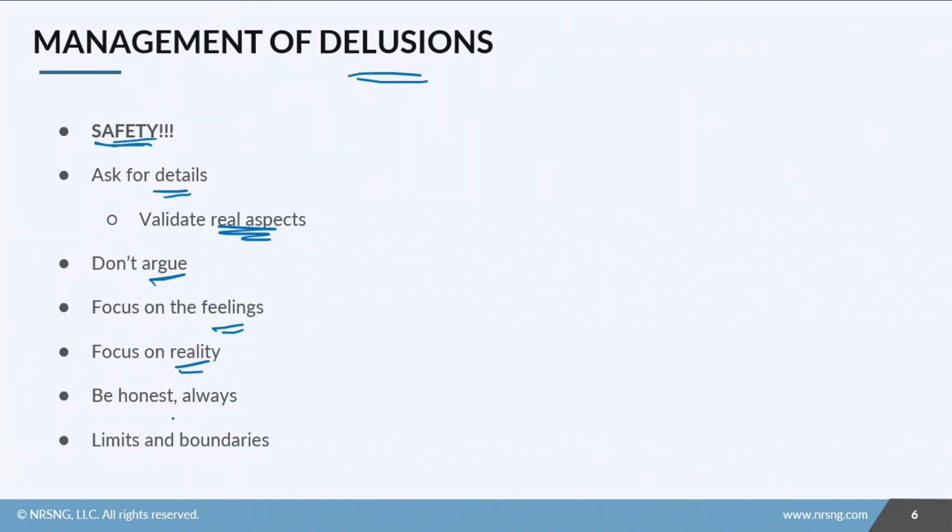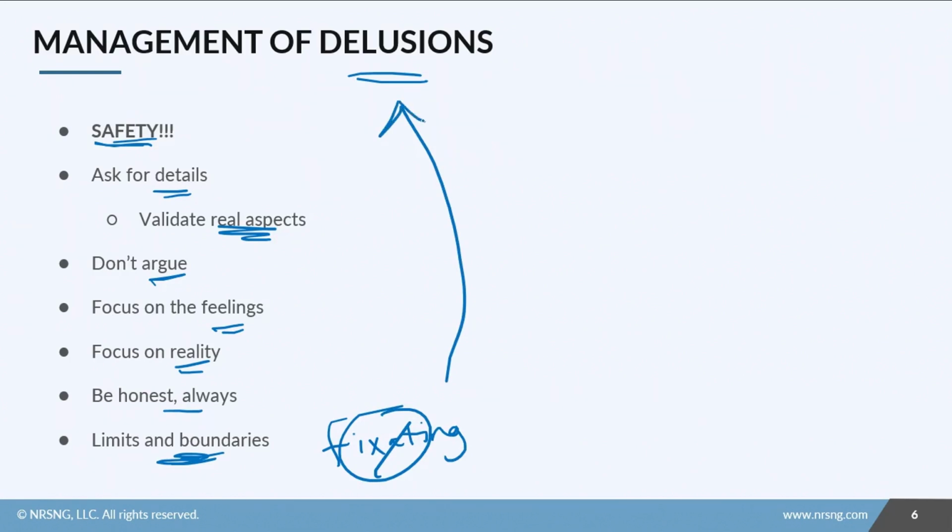Always be honest with them, and we're going to hold tight to any limits and boundaries that you've set. I've actually even told clients directly, we're not going to talk about what you think that person is doing, but we can talk about how you're feeling about it and how you're feeling right now. So that boundary is going to keep them from fixating on this delusion. Okay, so set those boundaries and be consistent.